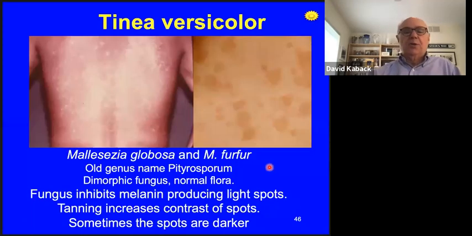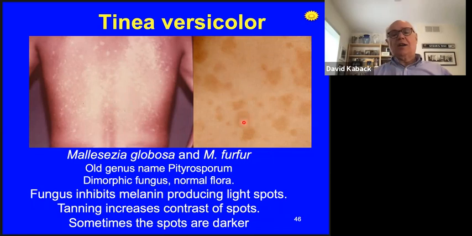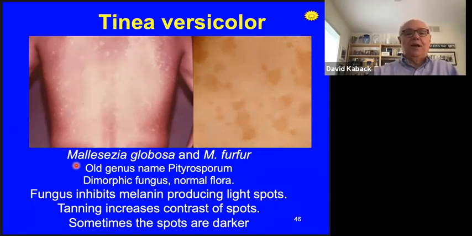Okay, so tinea versicolor, a lot of people have this. They say, what are these brown spots growing on my chest or on my back, or these light spots? Hence the name versicolor, it makes light spots or dark spots. Sometimes it inhibits melanin production, producing light spots. Sometimes the fungus itself is so dark that it produces dark spots. Can't really tell. It's all called tinea versicolor, and it's caused by Malassezia globosa and Malassezia furfur.